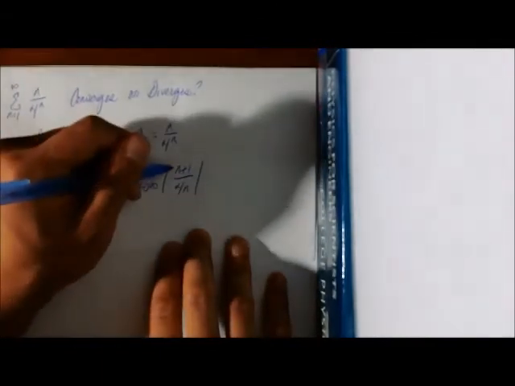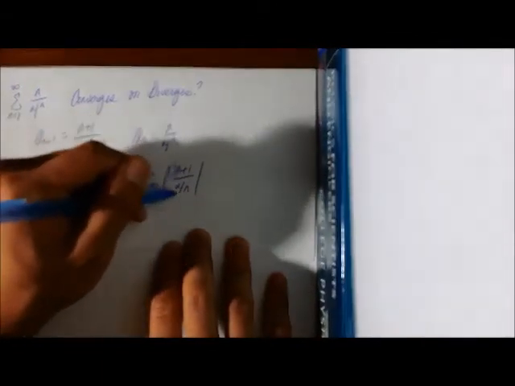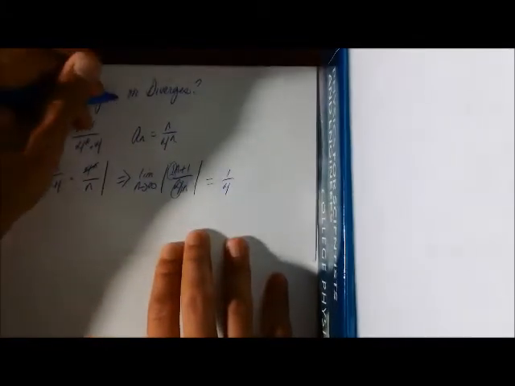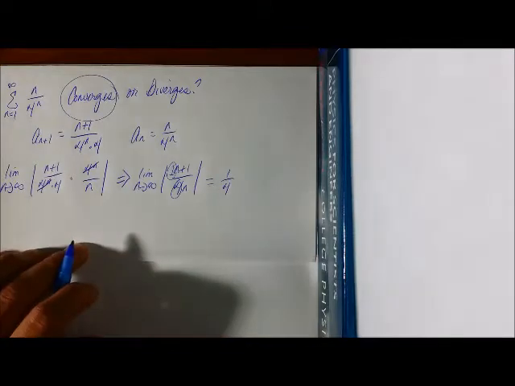If we take the limit of that, we can see that the coefficient of n in the numerator and the denominator make 1 over 4, so the limit is 1/4. Because 1/4 is less than 1, the series converges.